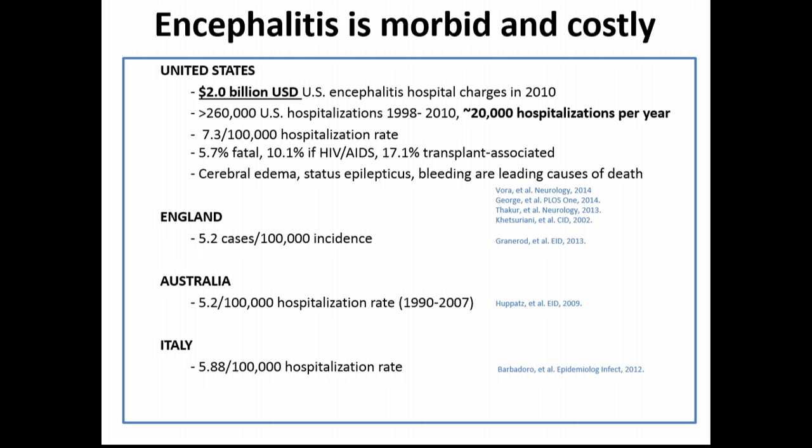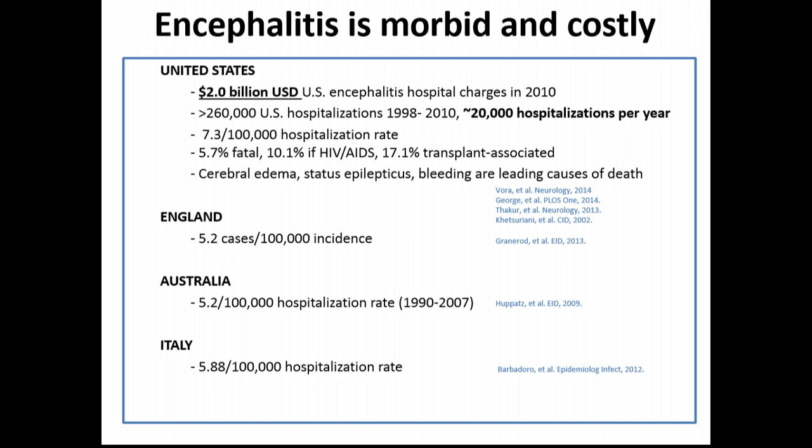This is hospital care. Another way of looking at this is that every year there are about 20,000 hospitalizations in the US for encephalitis. And if you break that down into an incidence rate, it's around 5 to 7 per 100,000. And I give some numbers from other countries in Europe and Australian numbers, and I think it's remarkable, actually, how similar they are in terms of overall incidence.